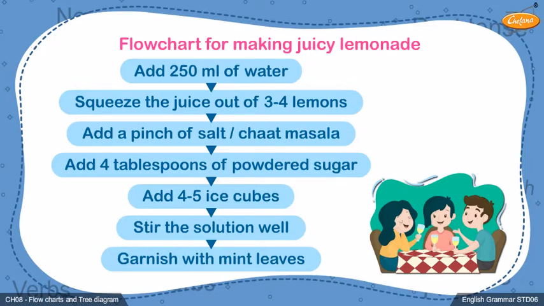When you write down such a recipe, you would mention in order or sequence the entire process of making a lemonade. Observe the flow chart given on the screen. It tells you in a detailed manner which steps and ingredients you need to add in order to make lemonade. The arrows added after each step help easily indicate the sequence or the order of the process which needs to be followed.